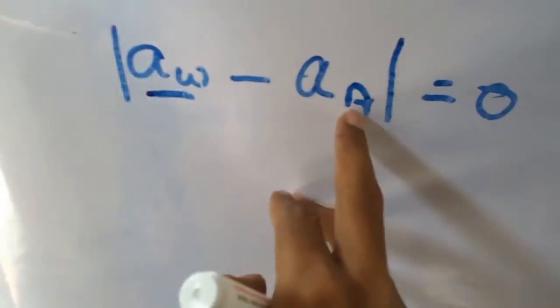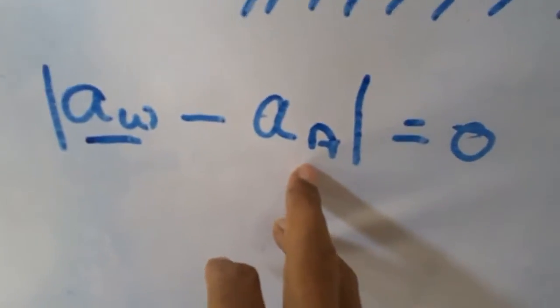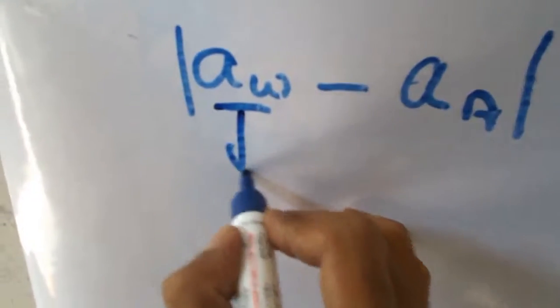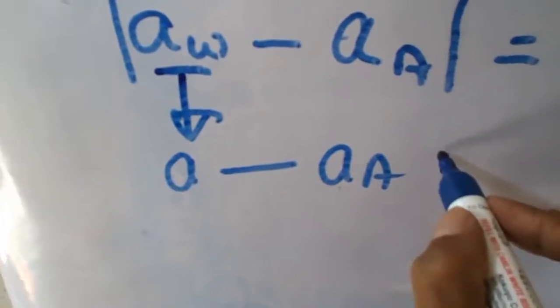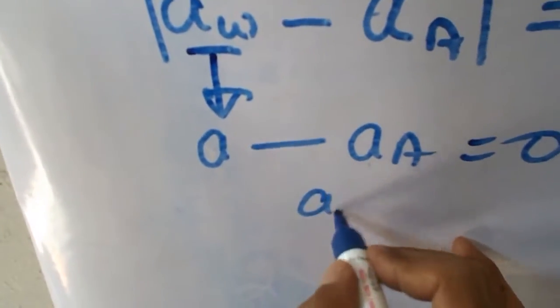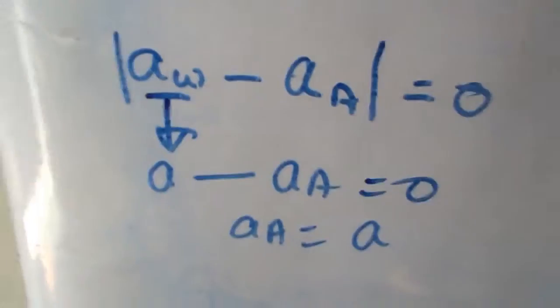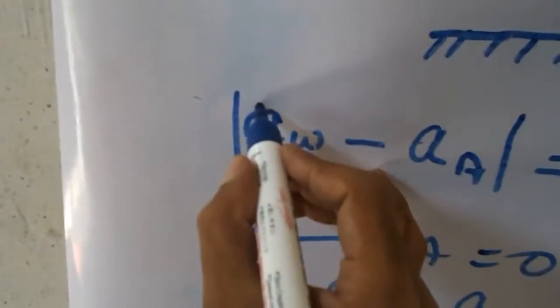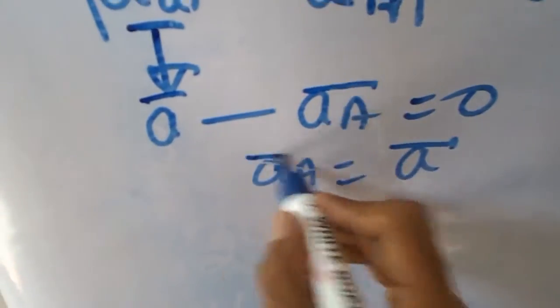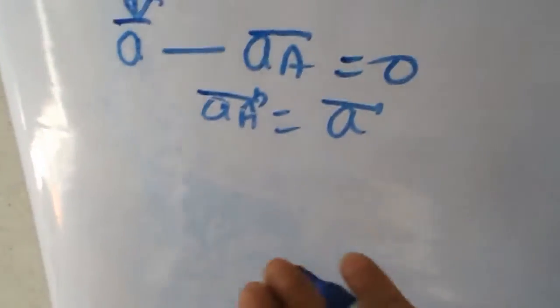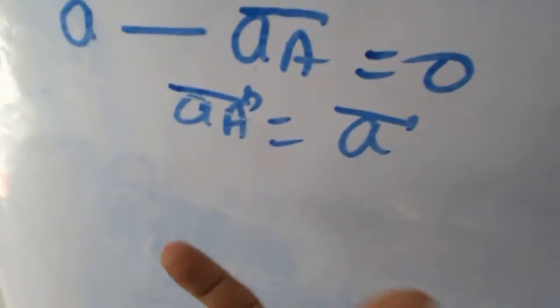So the acceleration of wedge minus the acceleration of block A should be equal to 0. And what is the acceleration of the wedge? The acceleration of the wedge is a in the horizontal direction, and the acceleration of A is in the same direction. This is a vector quantity, so let me write it in vector manner. It is very simple, and anybody can calculate it if they have some common sense.